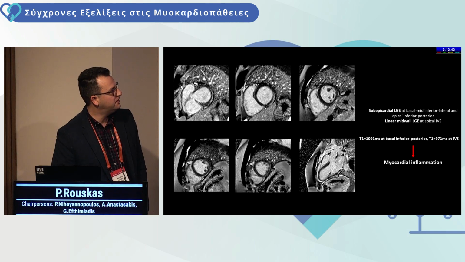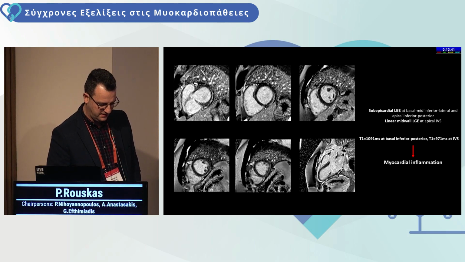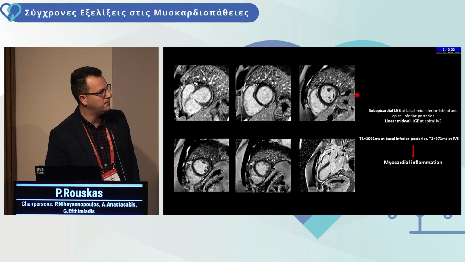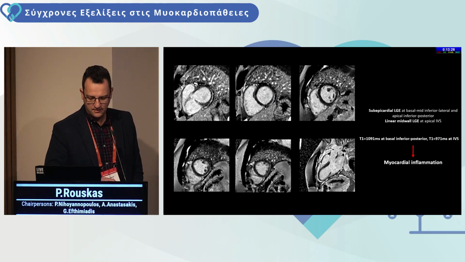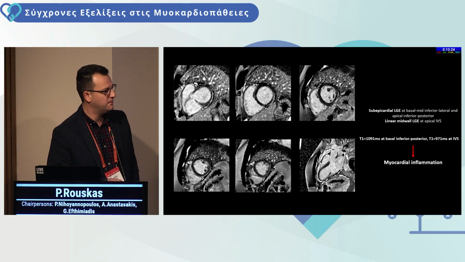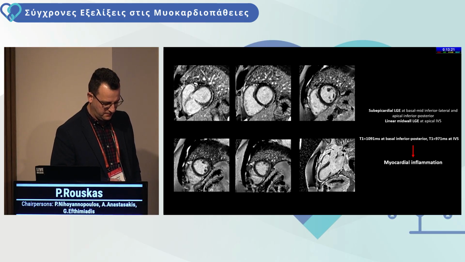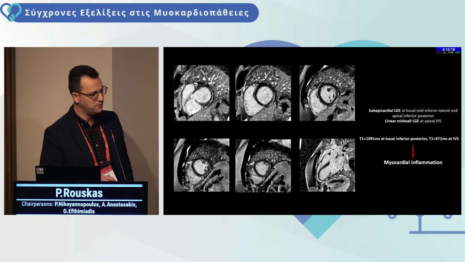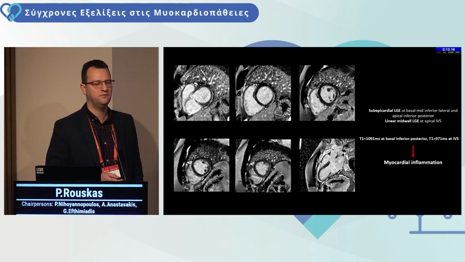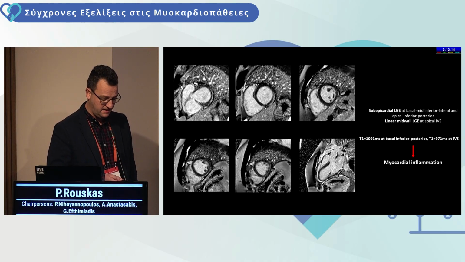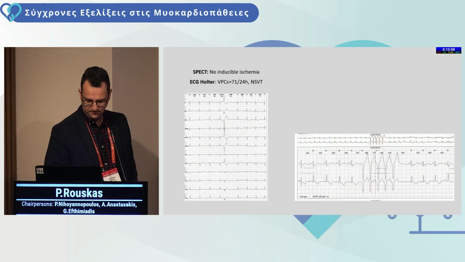We then continued with the LGE technique, where you can see extensive subepicardial enhancement in a lot of different parts of the myocardium, inferior, lateral, and posterior, as well as linear mid-wall LGE in the IVS. The T1 sequences showed signs indicating myocardial inflammation. So the MRI would conclude either a recent episode of myocarditis, or possibly an acute phase of non-ischemic cardiomyopathy.